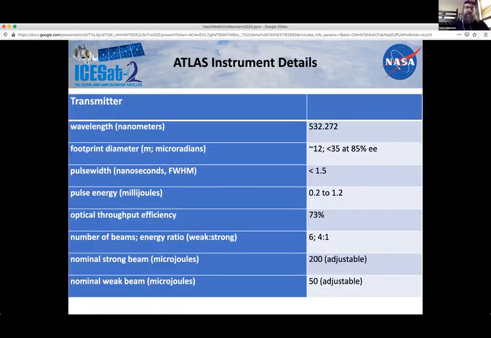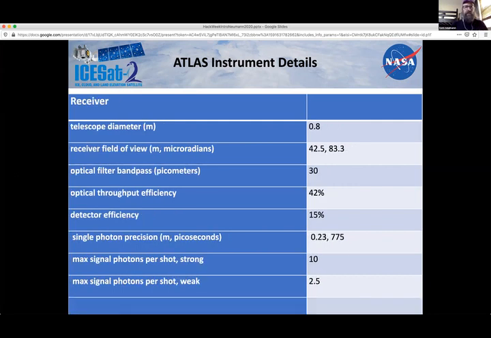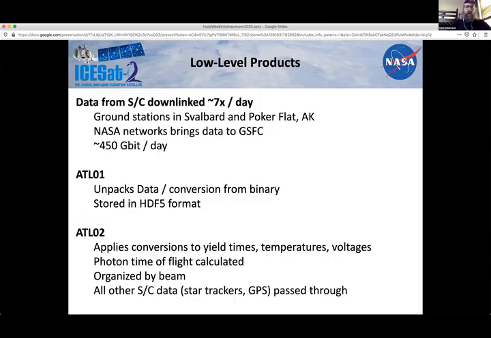Lots of times folks ask for some of the technical details, so I'm not going to walk through all the rows in this table or the next table, but I believe you'll have this presentation available to you, so if you're curious about any of these numbers, they're here for your reference. You can also find most of these on our website. So that previous slide was details about the transmitter. This is details about the receiver. And I won't belabor that one any further.